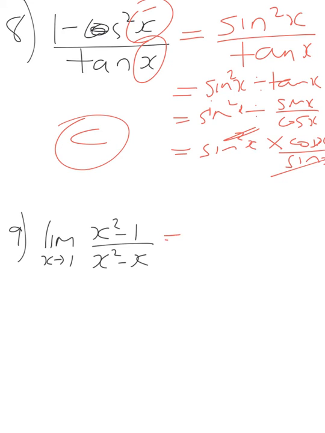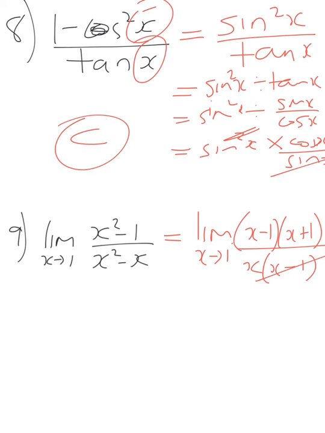Alright, the limit, you can't sub 1 into the bottom because you'll get 0 and you can't have 0, so we have to factorise first. So the limit, the first one is a difference of 2 squares, so x minus 1, x plus 1. The next one, x is common, x minus 1, cancels. We can now sub x equals 1 in. 1 plus 1 over 1, which equals 2, which is your D.